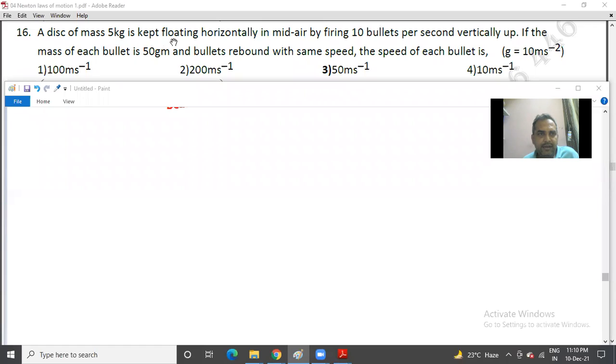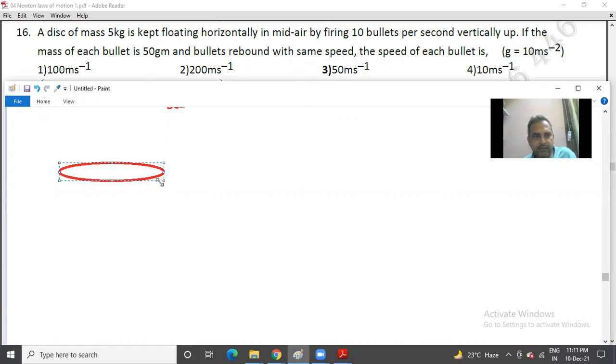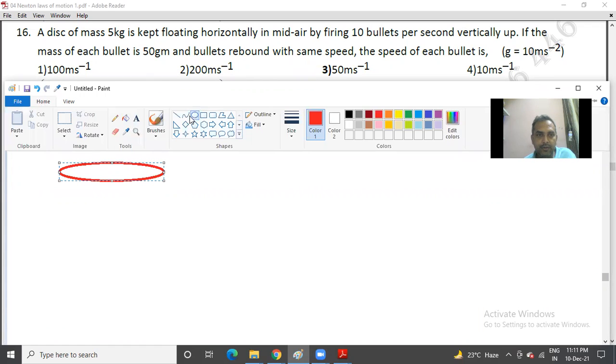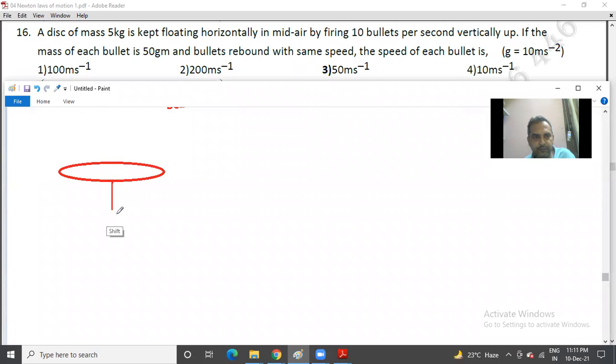A disc of mass 5 kg is kept floating horizontally in mid-air by firing 10 bullets per second vertically up. If the mass of each bullet is 50 grams and bullets rebound with the same speed, what is the speed of each bullet? In the previous session we discussed that this is the disc floating in air. Its weight mg acts vertically down. For the disc to float in air, bullets are fired in the upward direction, n bullets per second.